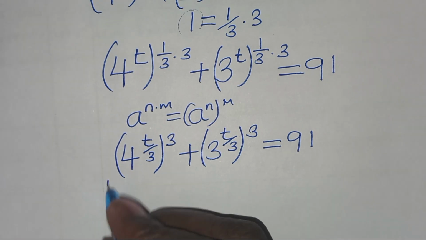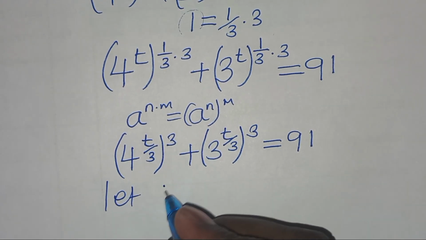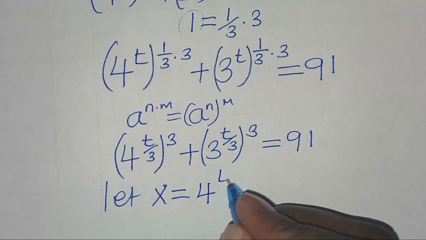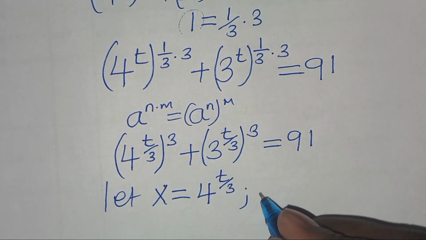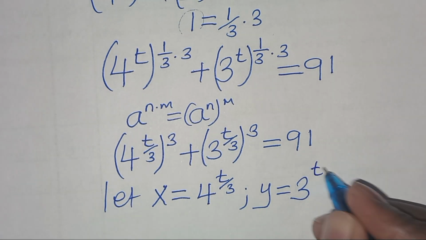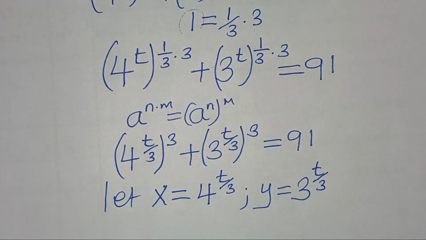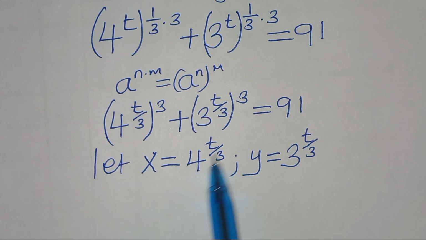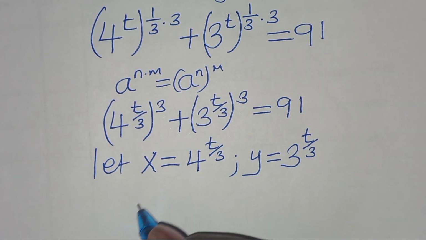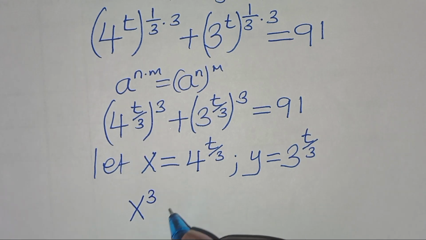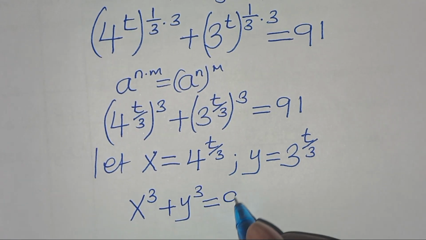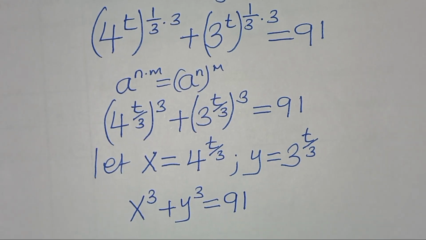The next step, we can just say let x be equal to 4 to power t over 3 and y be equal to 3 to power t over 3. So substituting here with x and substituting 3 to power t over 3 with y, then here this is x to power 3 plus y to power 3. This is equal to 91.